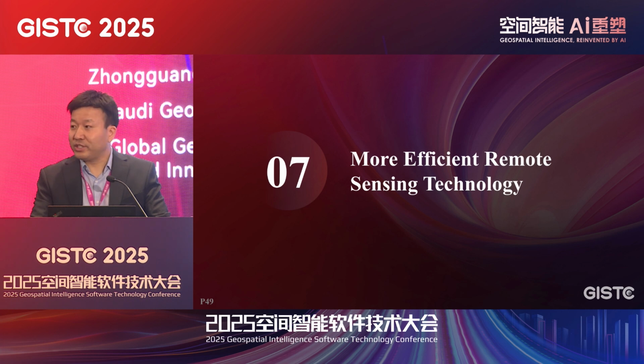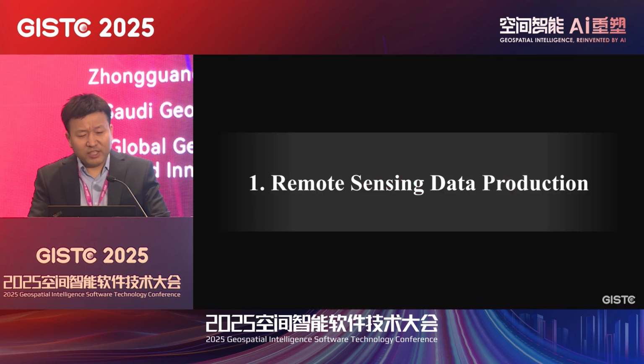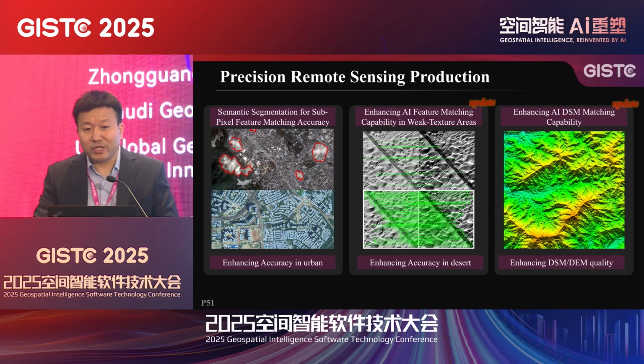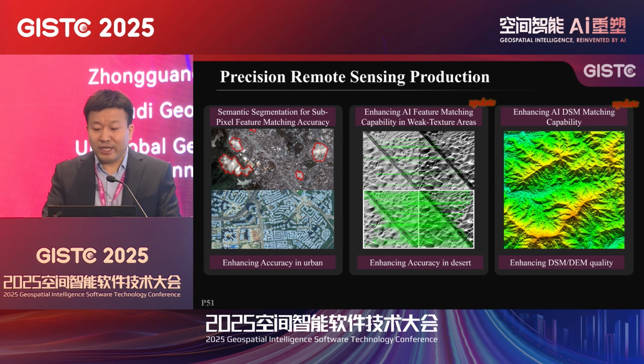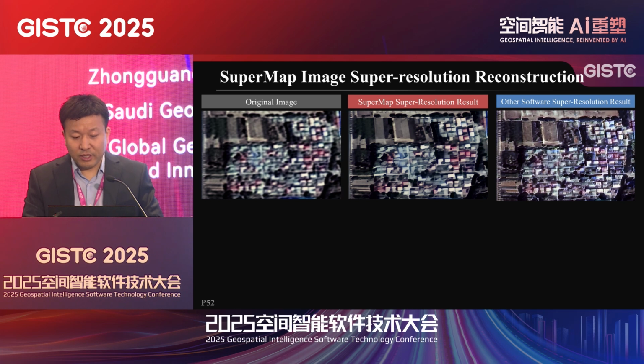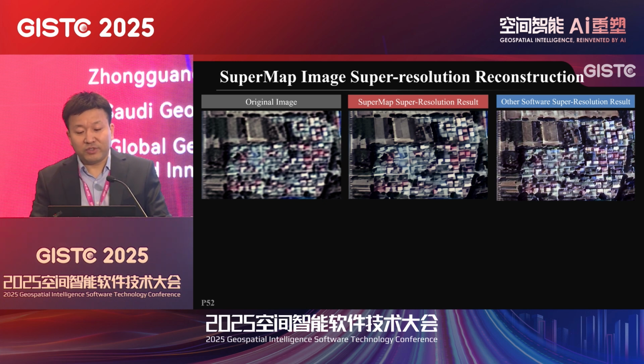Now let's dive into section 7. The first part, remote sensing data production. In terms of accuracy, the production of remote sensing data has a significant improvement with AI empowerment. The accuracy improvement is not only in strong texture areas like urban, but also in weak texture areas like desert. We have introduced super resolution reconstruction tools. The resolution of the image has seen significant improvement.